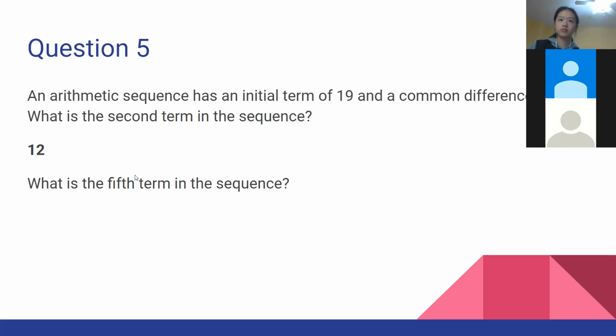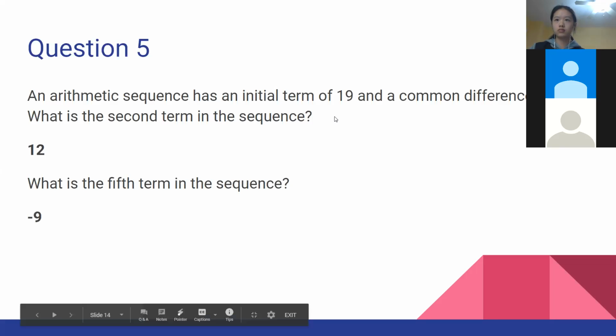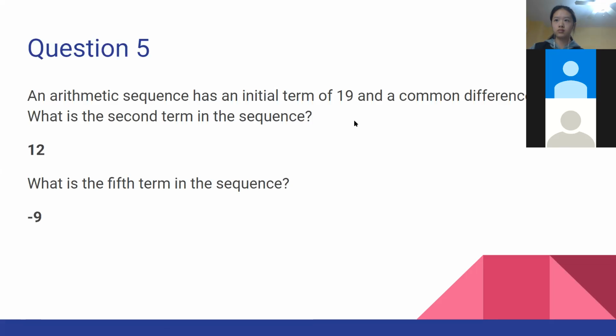The right answer is -9 because we're trying to get to the fifth term in the sequence, and we know that the initial term is 19. So how many leaps do we have to take? Well, 5 minus 1 is equal to 4. So we have to take 4 leaps to get to the fifth term. Each of these leaps is -7, so the total distance we're leaping is -7 times 4, which is -28. So 19 minus 28 is -9, and that is our answer.